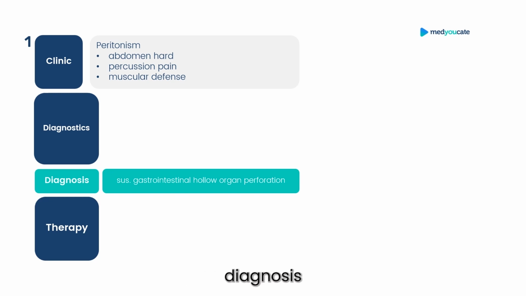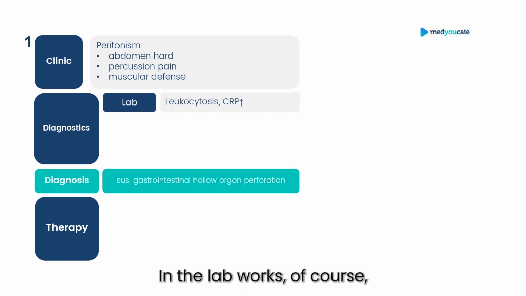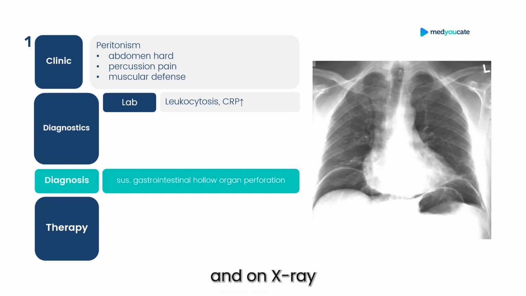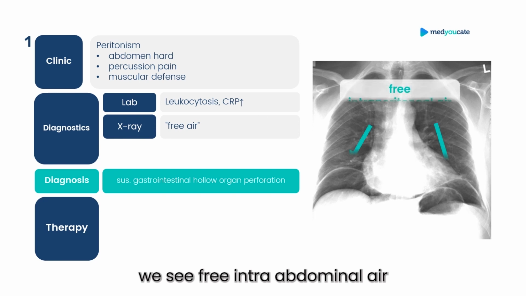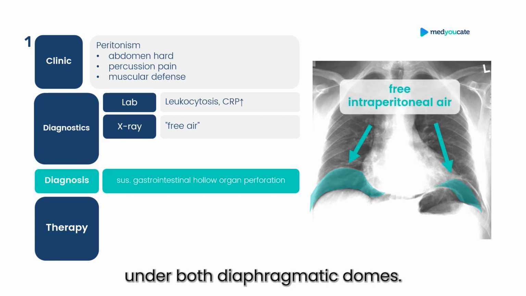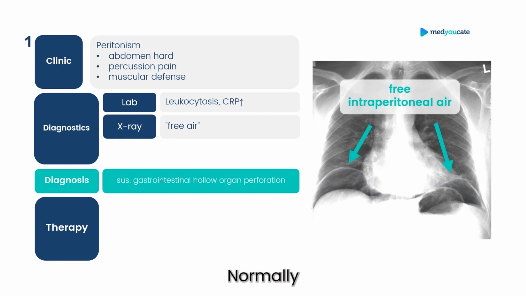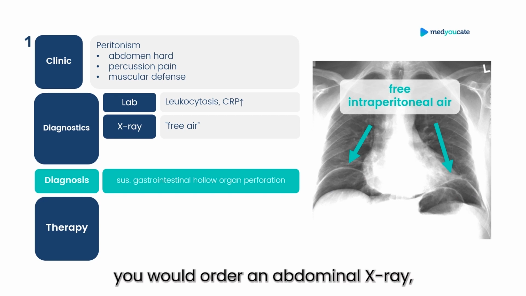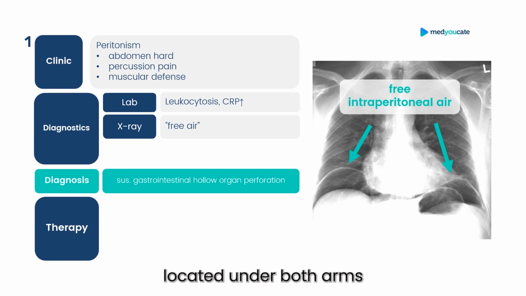then one suspected diagnosis is gastrointestinal hollow organ perforation. In the lab works, of course, we see leukocytosis with CRP elevation, and on X-ray, we see free intra-abdominal air under both diaphragmatic domes. Normally, you would order an abdominal X-ray, but you can also beautifully see how the air is located under both domes in this chest X-ray.